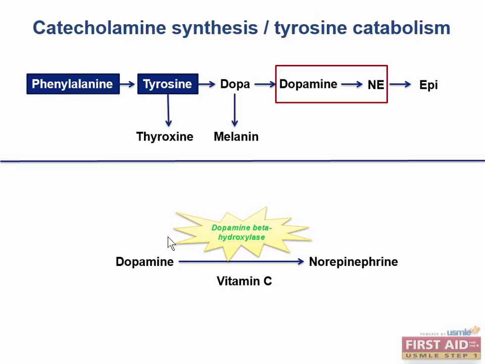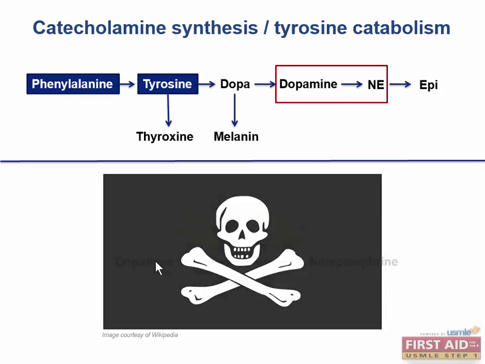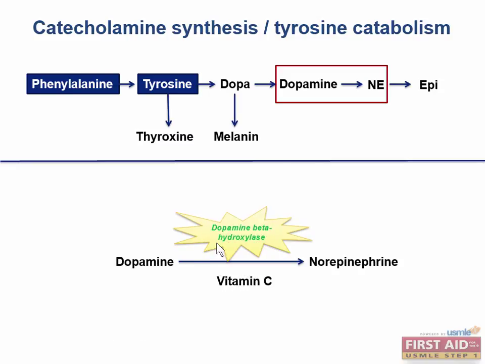Scurvy is going to present with impaired wound healing, swollen gums and bruising, corkscrew hair, perifollicular and subperiosteal hemorrhages, and also hemarthroses. This is my favorite pirate disease because pirates would lack vitamin C while out on the boat. What's a pirate's favorite letter? Well, you may think it's R, but his true love be the C. So just remember, vitamin C is also used in the catecholamine synthesis pathway, where here we see it as a cofactor to help convert dopamine into norepinephrine with the help of our enzyme dopamine beta hydroxylase.